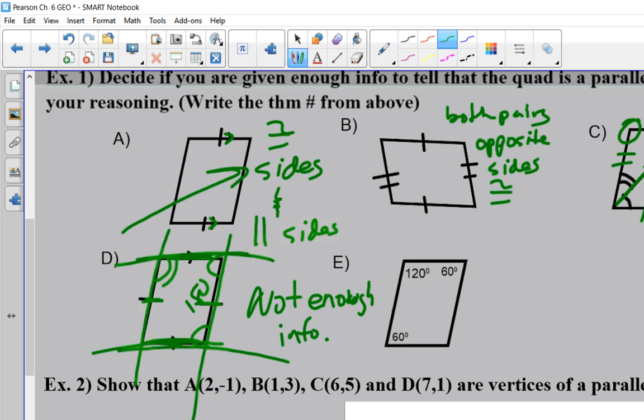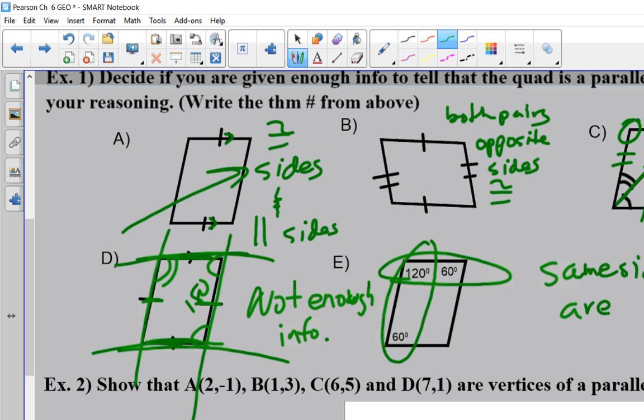Good. This last one, you know, if it was a parallelogram, those two angles should be supplementary, and they are. These two angles should be supplementary, and they are. And so that's going to be the same side interior angles are supplementary, or equal 180. Okay. And remember, they use the word consecutive. It's the same thing. Okay. All right. So there you go.